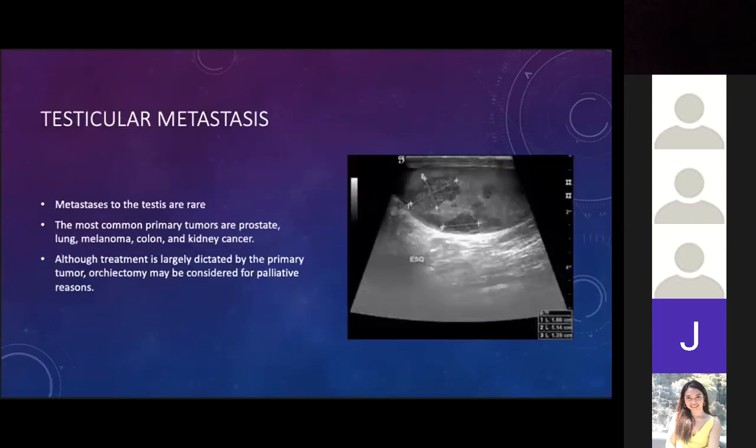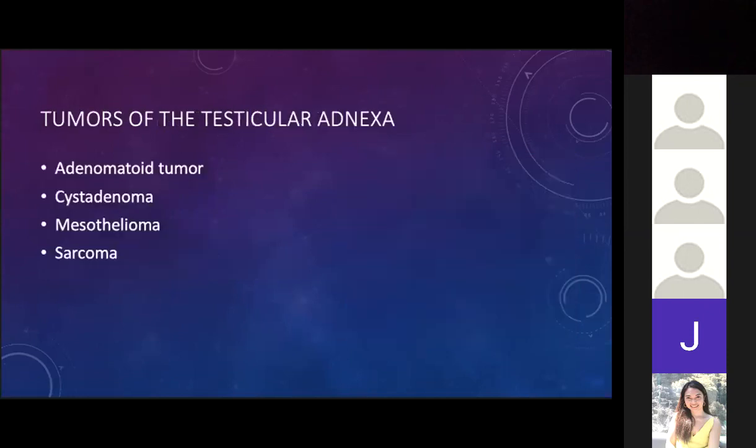Now, for testicular metastasis, so metastases to the testis are rare, and usually the most common primary tumors for this are your prostate, lung, melanoma, colon, and kidney cancer. And although treatment is largely dictated by the primary tumor, orchiectomy may be considered for palliative reasons. Now, we go on with our tumors of the testicular adnexa. Your adenomatoid tumor, cystadenoma, mesothelioma, and sarcoma.